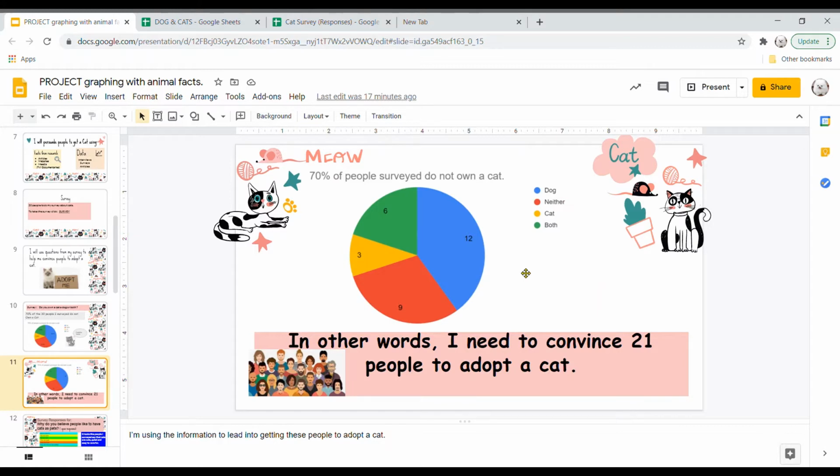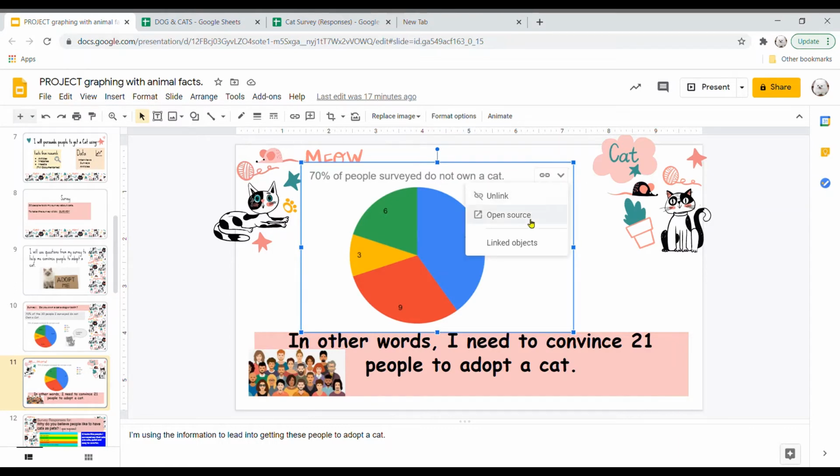Here's the same pie graph, only now it shows the value in each slice, showing the number of people instead of the percentage. I can do that, change my pie graph, by simply using the chart editor when I go back to the open source of the graph.